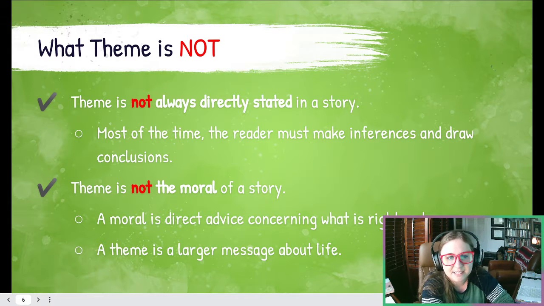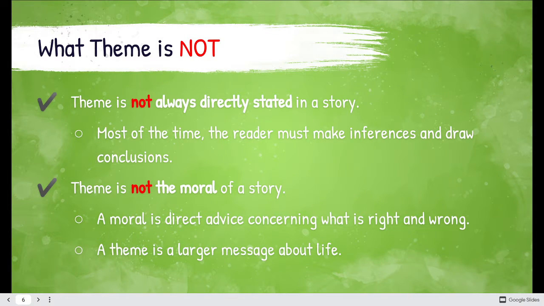Understand that, first of all, the theme is not always directly stated. You will have some examples where the author will directly tell you what the theme is to the story. You often find these in children's books, but not all the time. Most of the time you have to figure it out for yourself. And sometimes, not always, the theme is not the moral of a story. The moral is direct advice concerning what is right and wrong, and a theme is a larger message about life. But sometimes that message might relate.